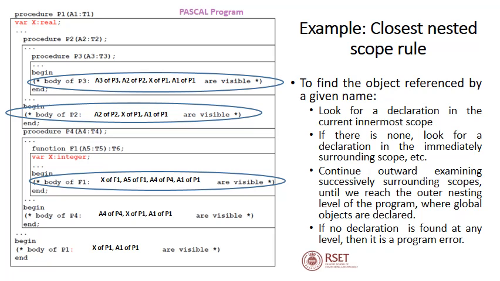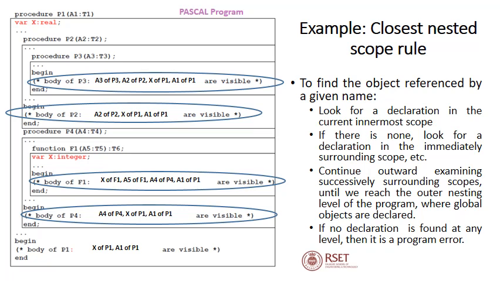Similarly, when we come out of F1, in P4 what is visible is X of P1, A4 of P4, as well as A1 of P1. And when we come out of all the nested subroutines, we are back in procedure P1, where X of P1 is visible, as well as argument A1 of P1. Now the closest nested scope rule says that to find the object referenced by a given name, look for a declaration in the current innermost scope.